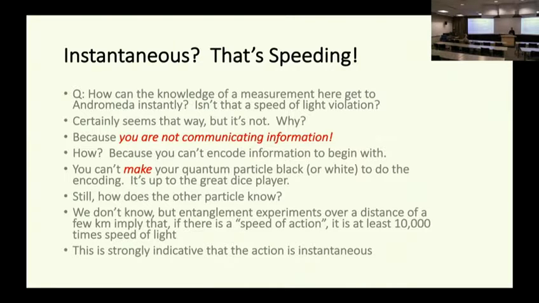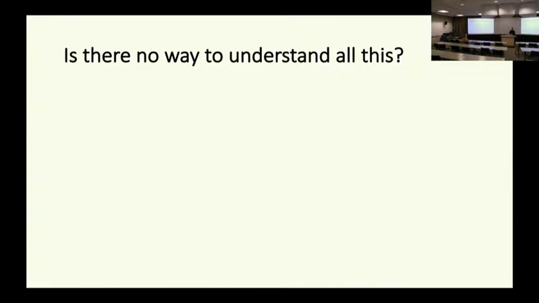So the speed of light is not coming into the equation. This is built into, like I say, the machine language of the universe. It's part of nature. So is there a way to understand this in normal human experience? And the answer is a big no.